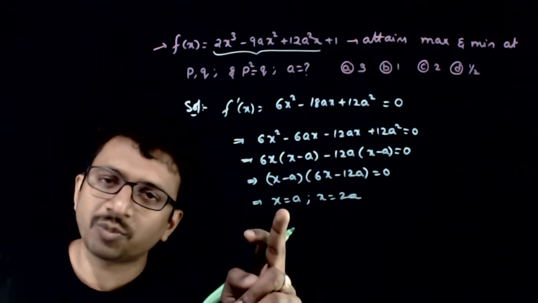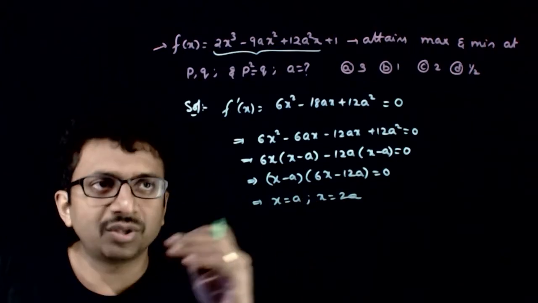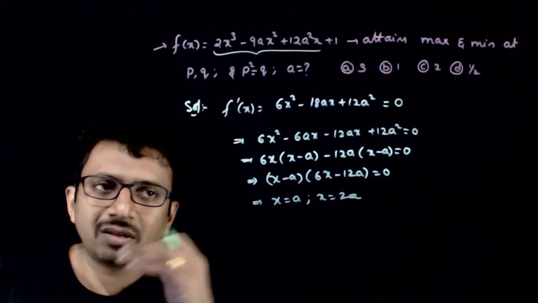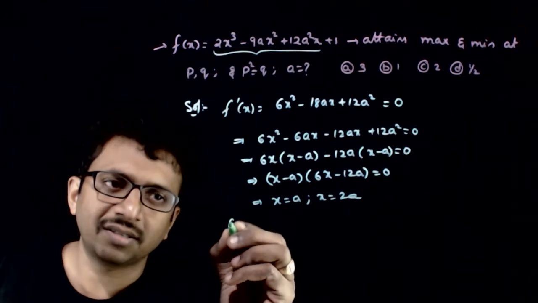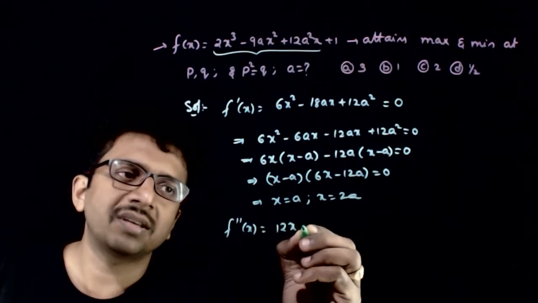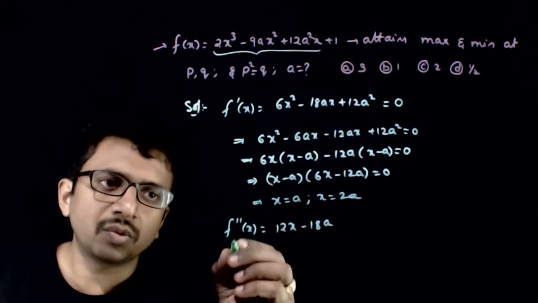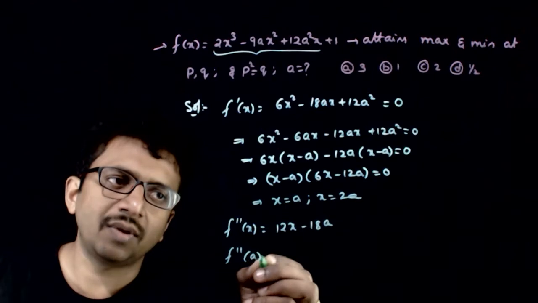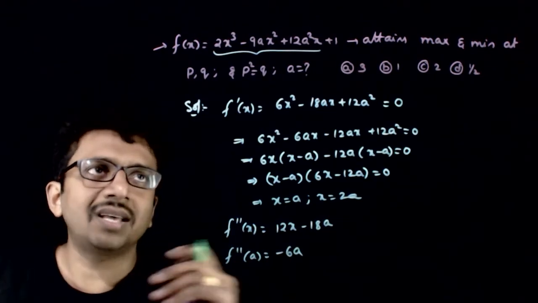One of the roots corresponds to the maximum, one of the roots corresponds to the minimum. So which of the roots corresponds to what? That can be obtained by using f double dash of x. What is f double dash of x? It is nothing but 12x minus 18a. So what is f double dash at x is equal to a? This is minus 6a.